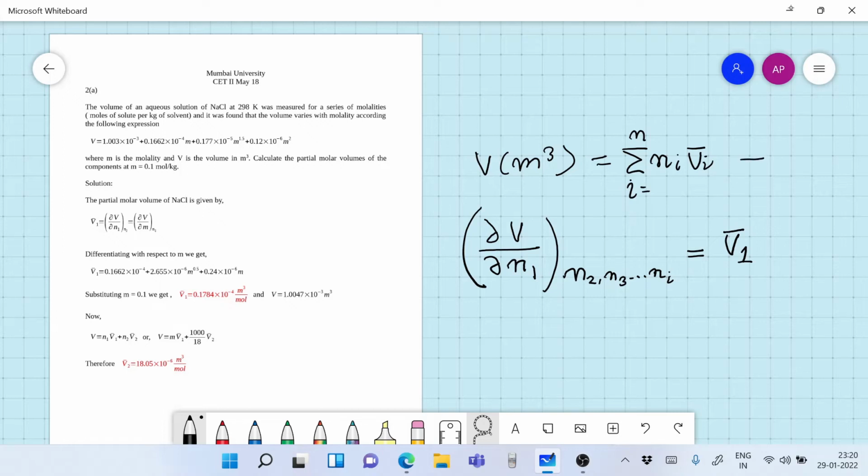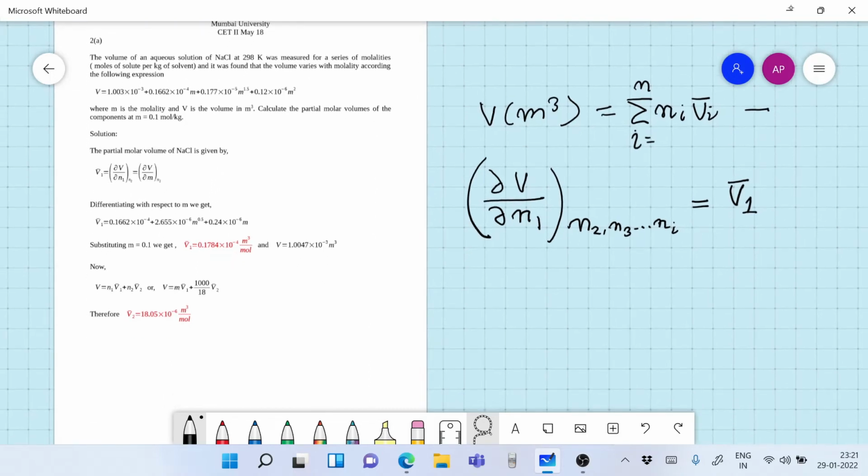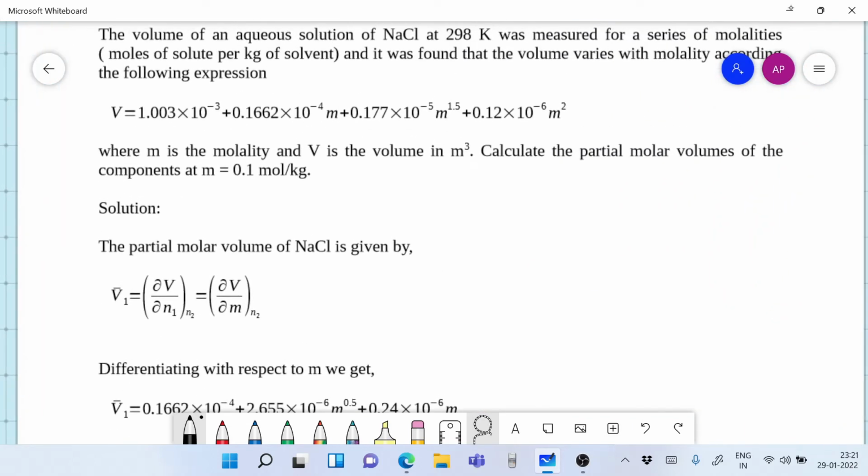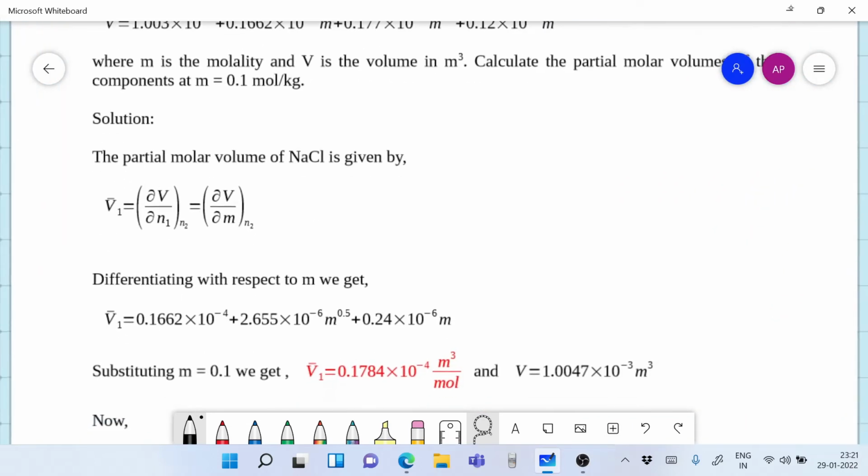So we know that if we add up the products of the partial molar volumes and the mole numbers, we get back the total volume. So we have the expression for the total volume. Now what we need to do is only differentiate this expression.